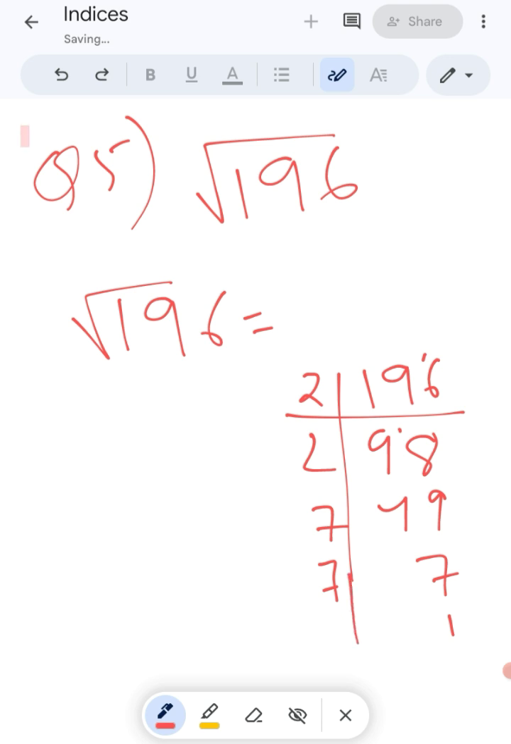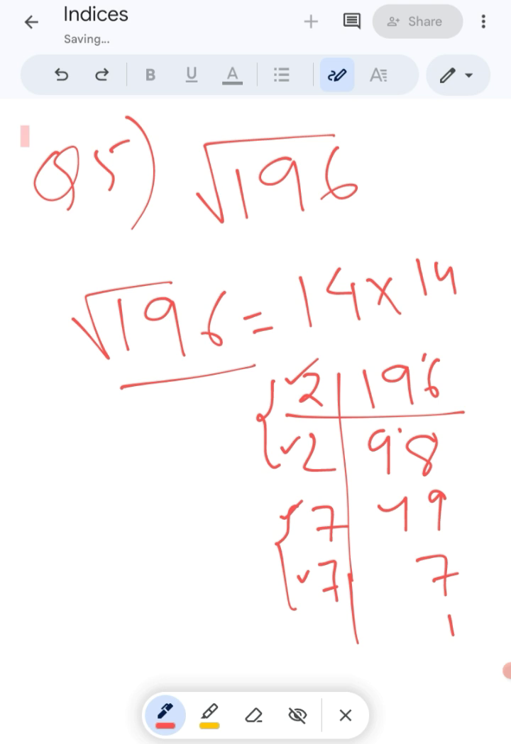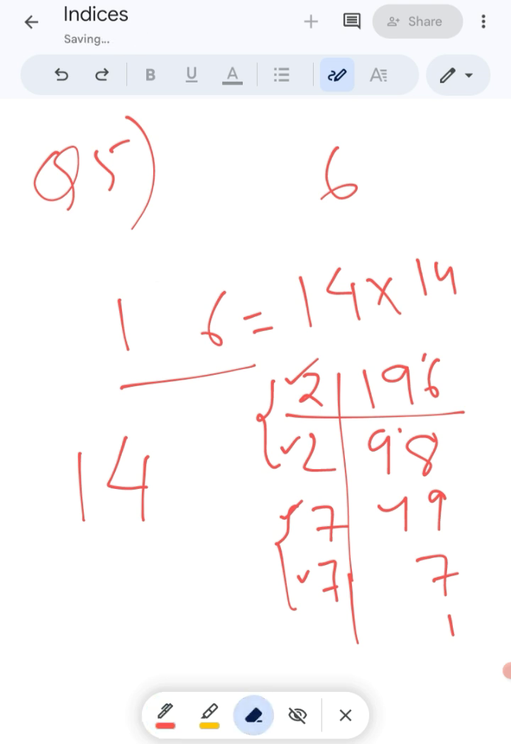Now here I am having 2 2s and 2 7s. This means 7 multiplied by 2 is 14, right? And 7 multiplied by 2 is 14. This means if I do 14 multiplied by 14, I get my answer, what? 196. So my final answer is going to be the root of 196 is 14. Moving on to the next part.